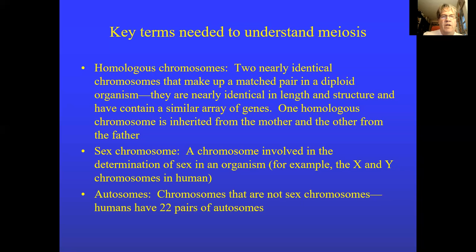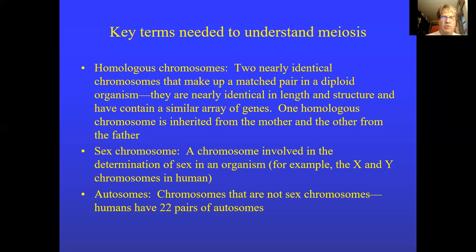And so we have one chromosome 1 from your mother, one from your father, and then you have one chromosome 2 from your mother and one from your father, and you have two chromosome 3s, two chromosome 4s, two chromosome 5s, et cetera, all the way up to the sex chromosomes. So that's the homologous chromosome.